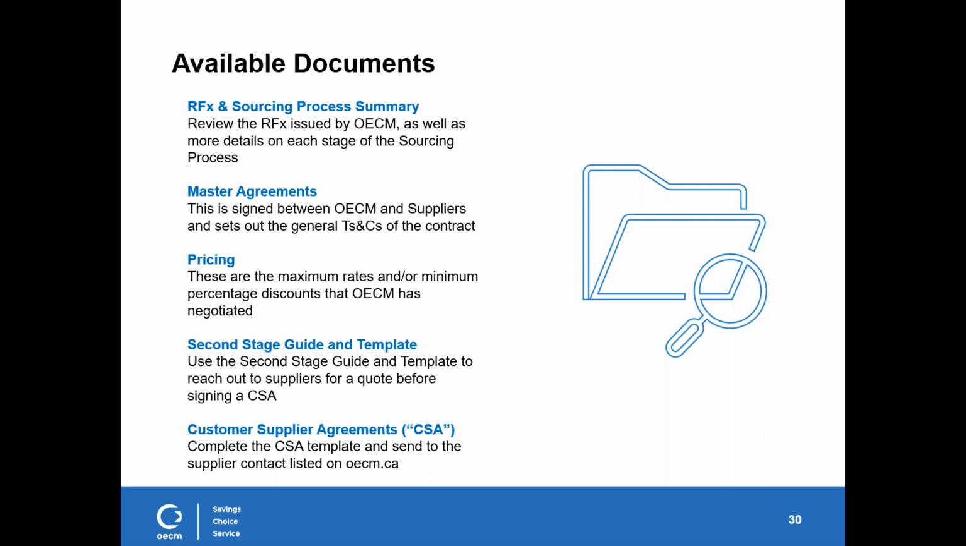And last but not least, we have the Customer Supplier Agreement templates, and in short, we call them CSAs. These are available for your review and download on the website as well. And these CSAs are what you as a customer and the suppliers need to sign in order to start leveraging OECM's agreements.